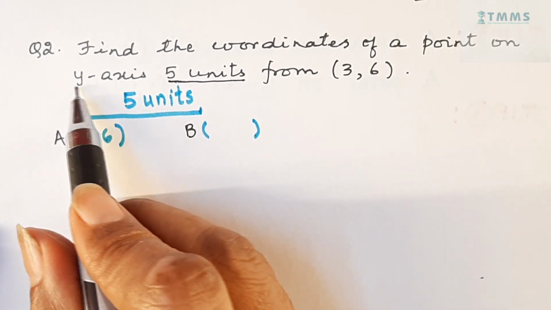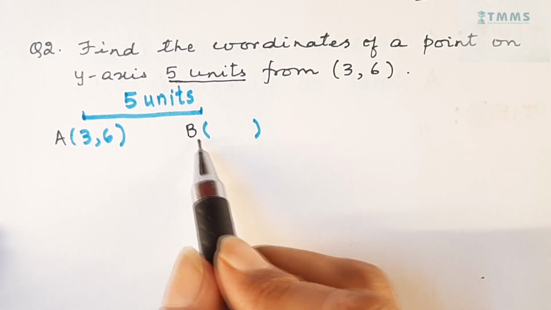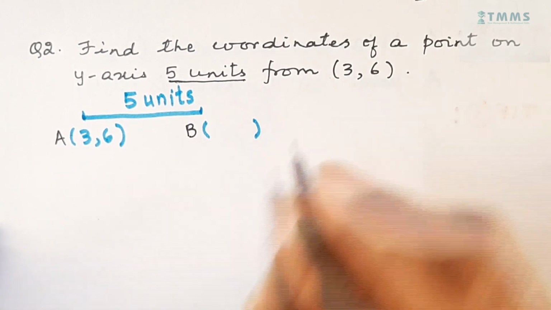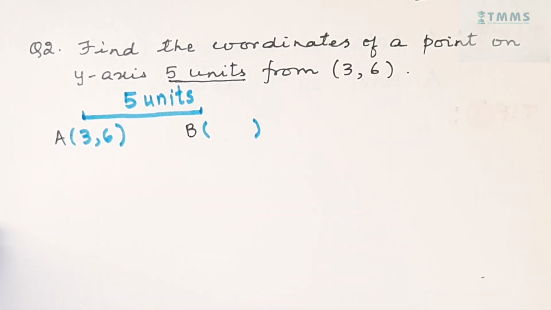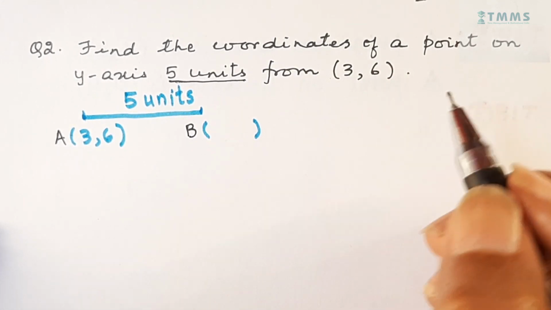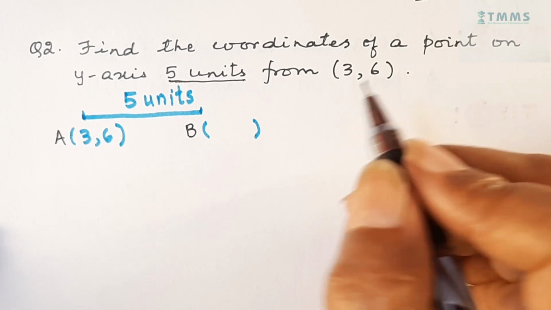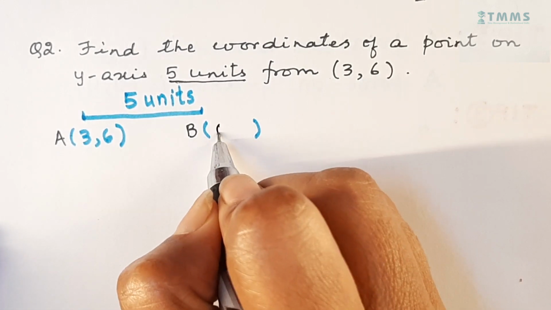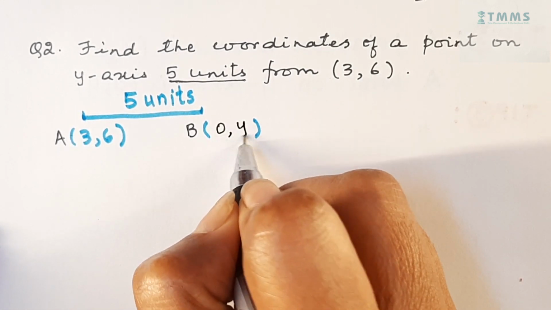And the point is lying on y-axis. So B is going to lie on y-axis. Remember tip number 2. What did I tell you tip number 2? That point on y-axis is going to be represented as 0, y. And so B is going to be 0, y.